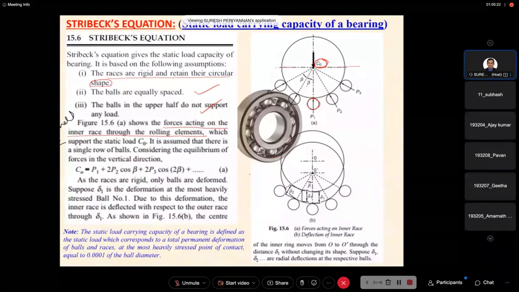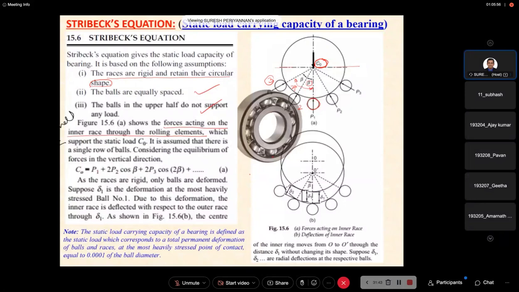What is the assumption? Each ball is positioned at equal angle, and ball 2 is positioned here at beta angle. Ball 3 is positioned here at beta angle. Then what is this angle? Now this is 2 beta. This is information required. Now, based on the load acting on the balls, I would like to find out what is the C naught, my static load condition.